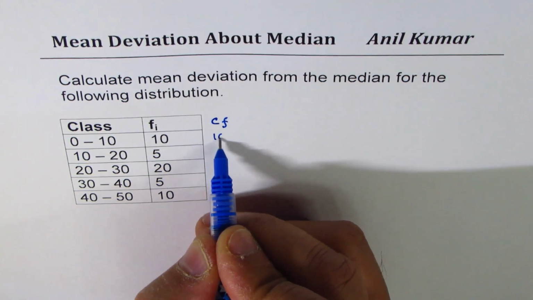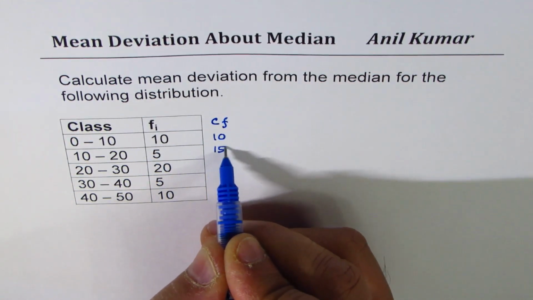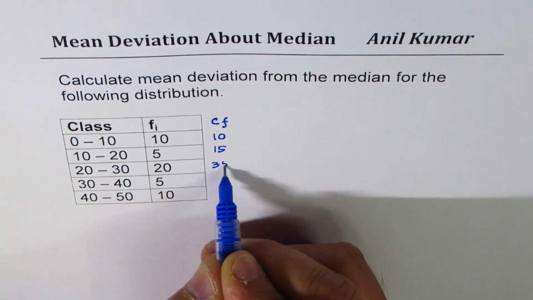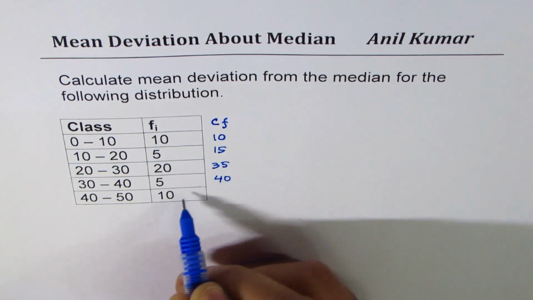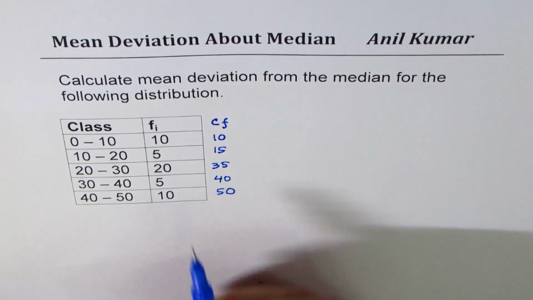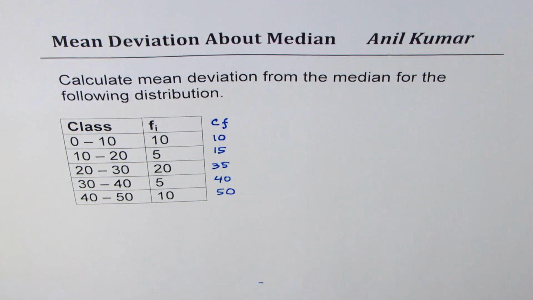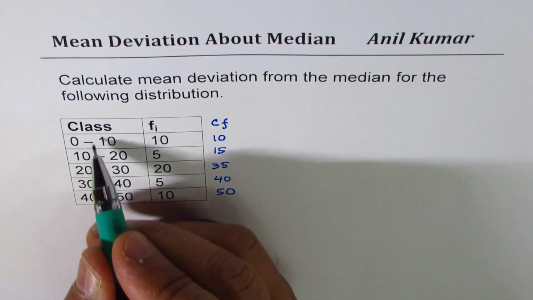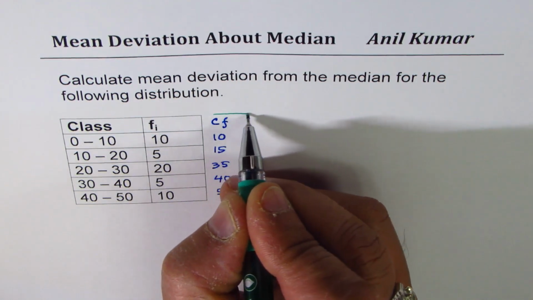So cumulative frequency is 10, 10 plus 5, 15, 15 plus 20, 35, plus 5, 40, plus 10, 50, correct? So let's add one more column here. That is for the center values of the class.